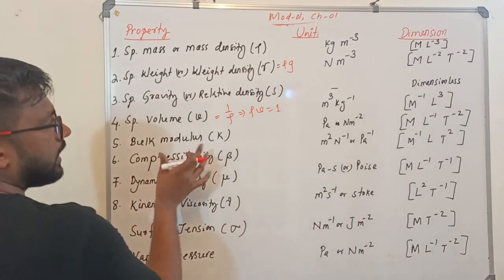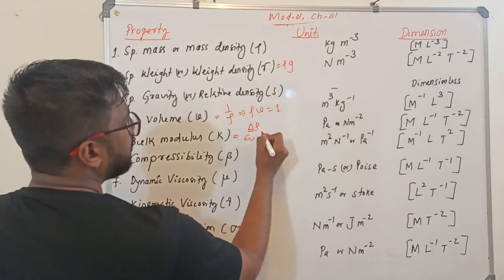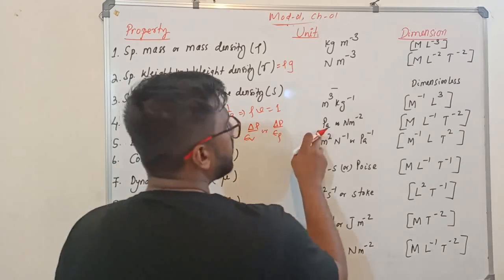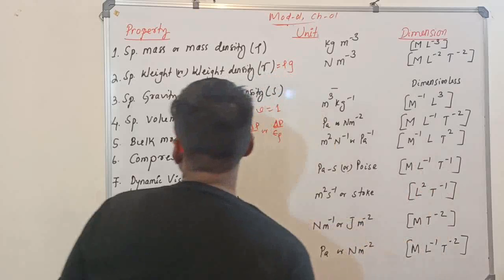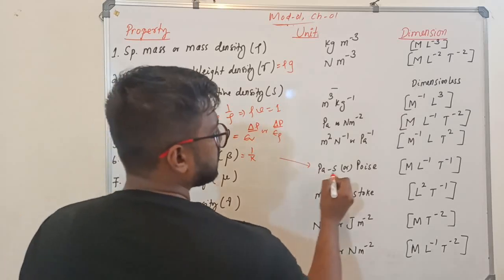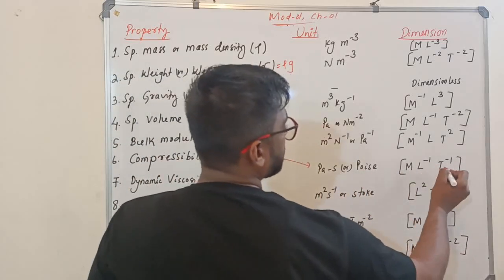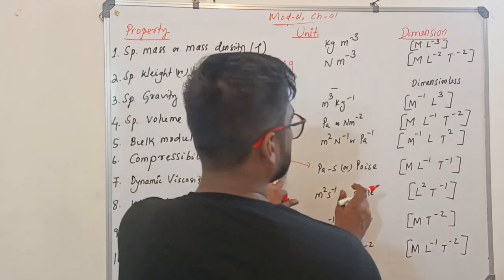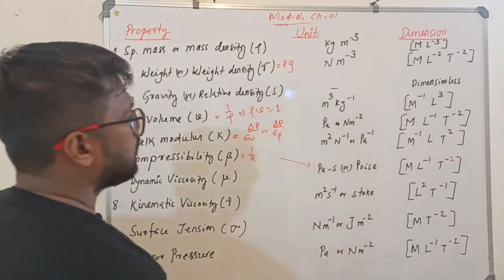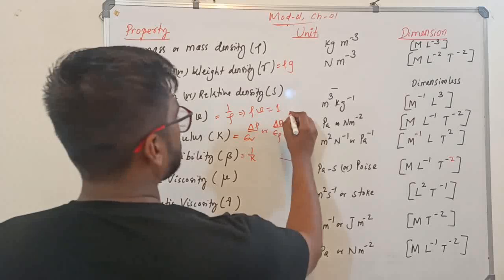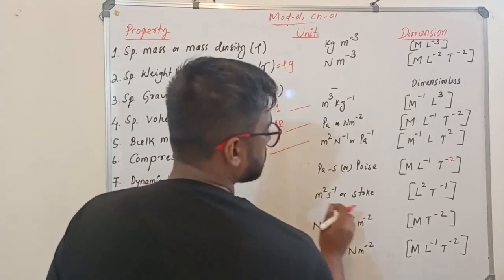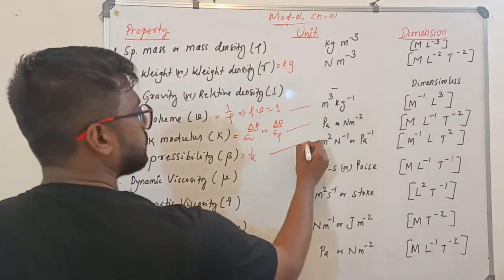Next, bulk modulus K. What we studied? It is delta P by volumetric strain or delta P by density strain. Strain has no unit, so it has the unit of the pressure itself, that is Pascal or Newton per meter square. M L minus 1 T minus 2. Compressibility beta is nothing but 1 by bulk modulus. So its dimension is M minus 1 L T squared. We are going correct, right? This is specific volume. This is bulk modulus. This is compressibility.